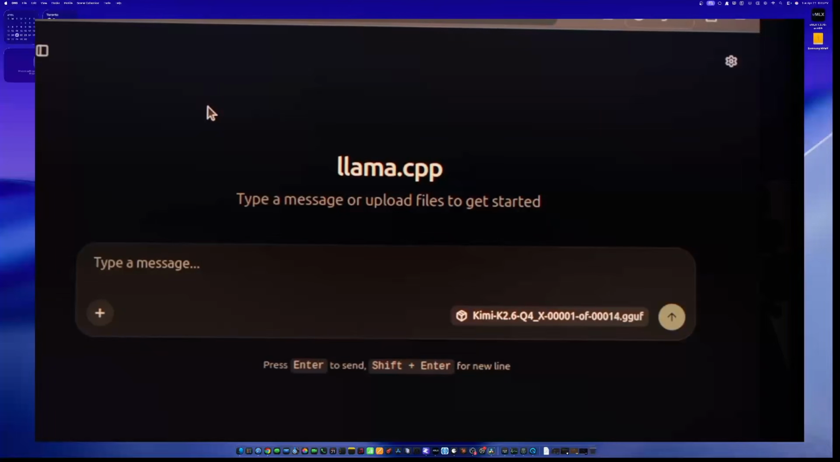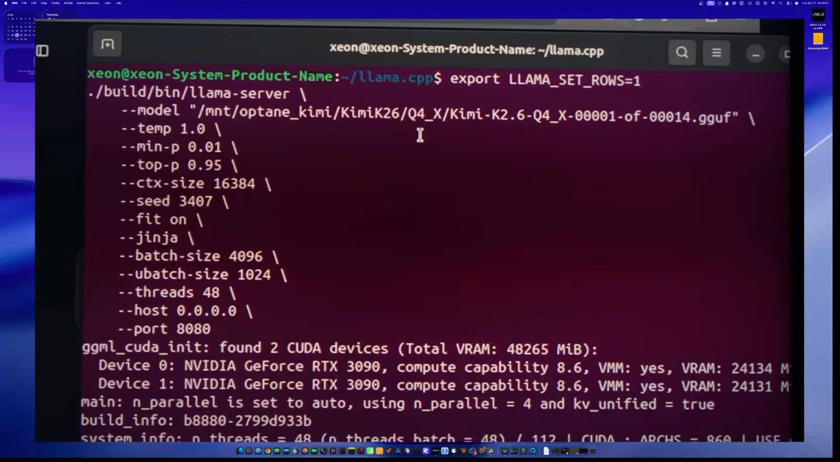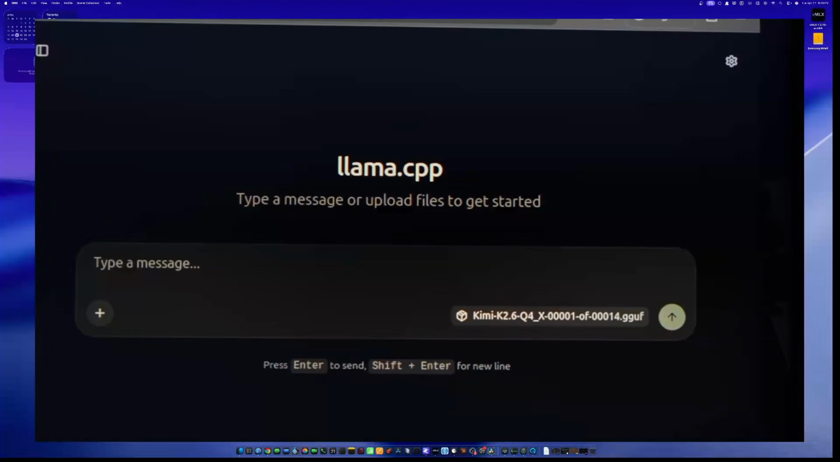Now, I have loaded up llama.cpp here for you, and I will be showing you the start command that I'm using at temp 1 and top-p. It's only a context of 16,000, with fit on, batch size and ubatch. So threads are 48. This is a Xeon 8480+ ES chip, so it has 56 cores, 112 threads, 512 gigs of 5600 memory. And we also have two 3090s.